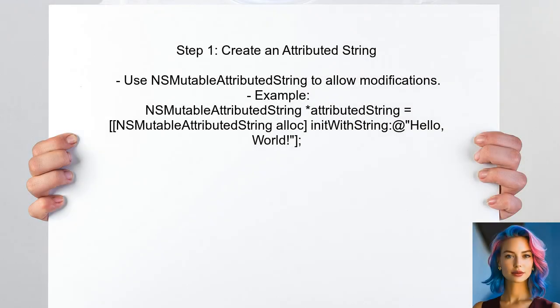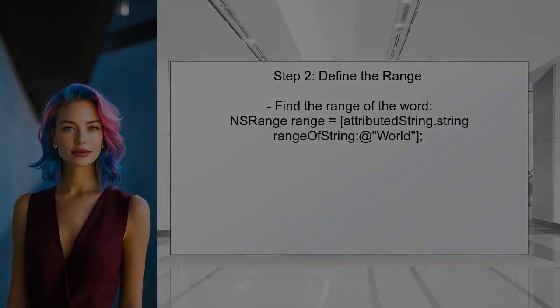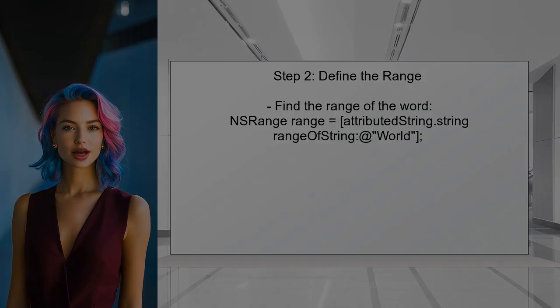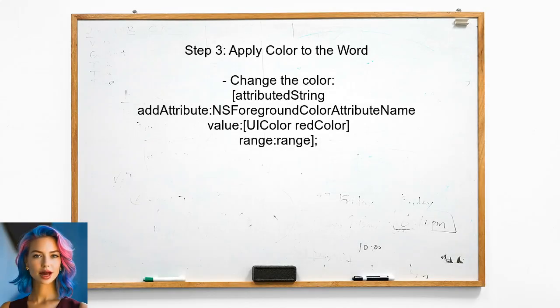To change the color of a specific word in a UI label, the user should first create an attributed string. This allows for different styles, including color, to be applied to parts of the text. Next, the user needs to define the range of the word they want to change. This is done by finding the range of the specific word within the string. After defining the range, the user can apply the desired color to that specific word.